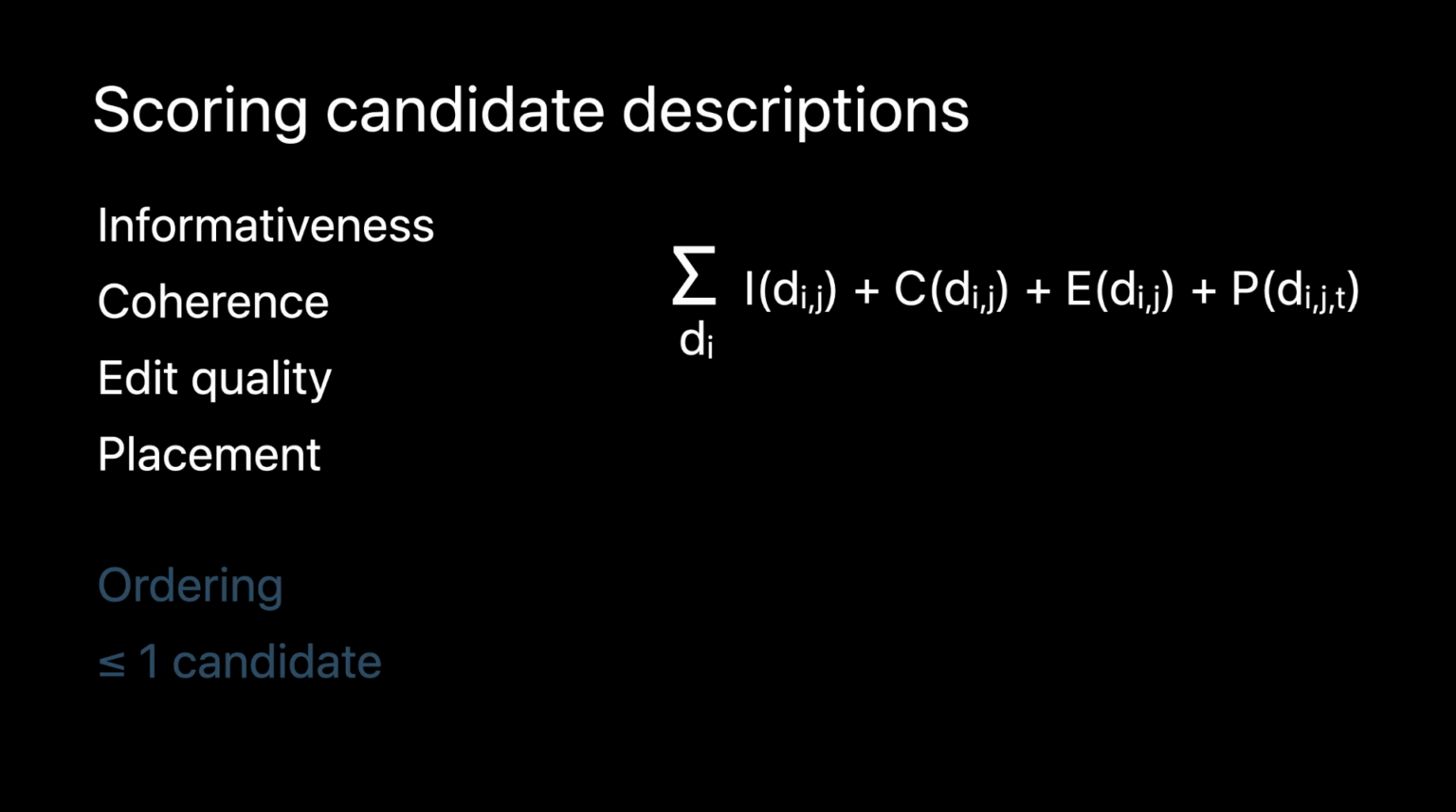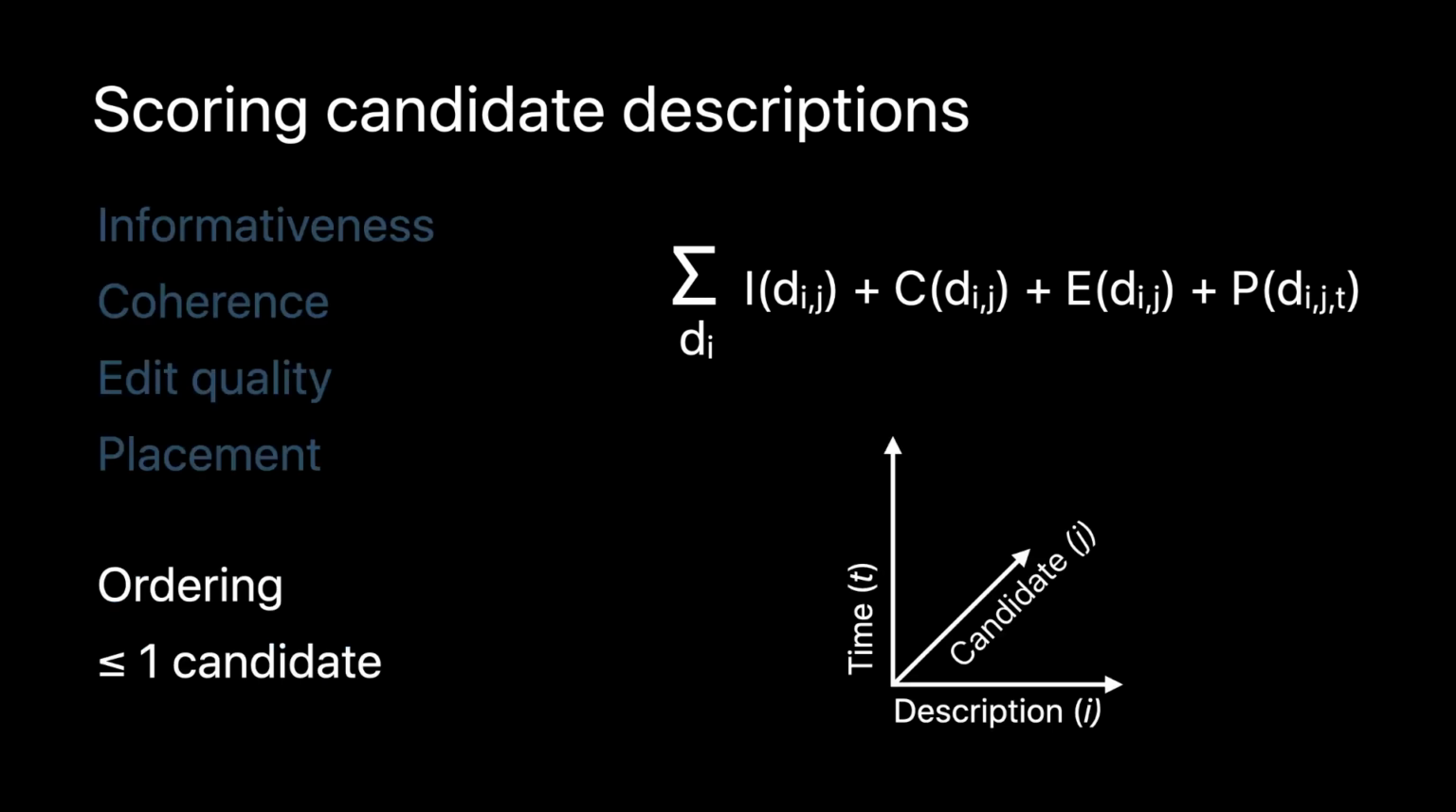So for each description, DI, we aim to find a candidate J and a placement time T to maximize the sum over all of the descriptions from D0 to Dn, where n is the number of descriptions. Given our constraints of maintaining description order and including at most 1 candidate per description, we can formulate this as an optimization problem to maximize our objective function. So we find the optimal solution of candidates and times for each description using dynamic programming. And the paper includes more details.